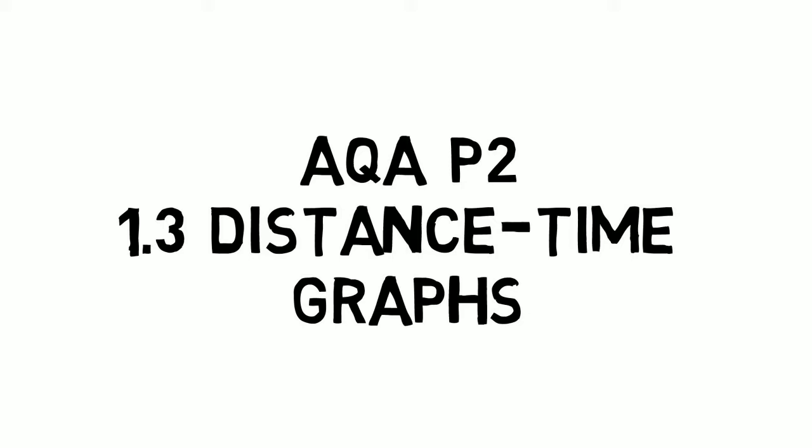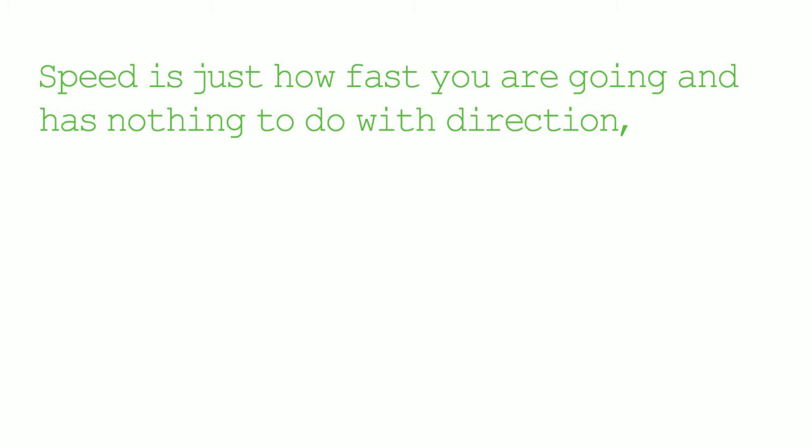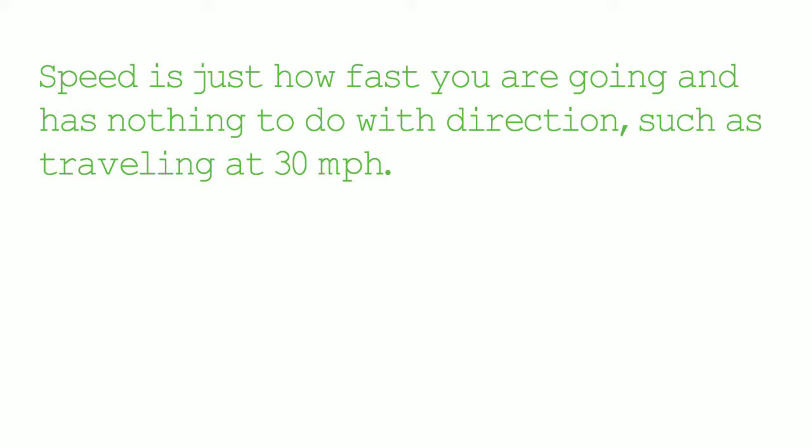First, I'm going to explain what the difference is between speed and velocity. Speed is just how fast you are going and has nothing to do with direction. For example, we could say that I'm travelling at 30 miles an hour or 30 meters per second. It doesn't tell us anything about the direction, it just tells us how fast I'm going.